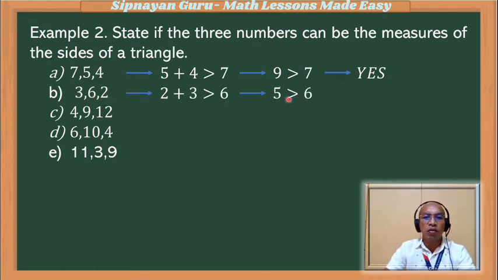3 plus 2 is equal to 5. 5 is less than 6. These numbers cannot be the sides of the triangle.